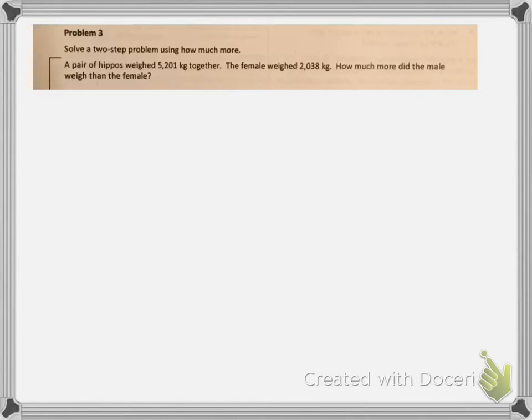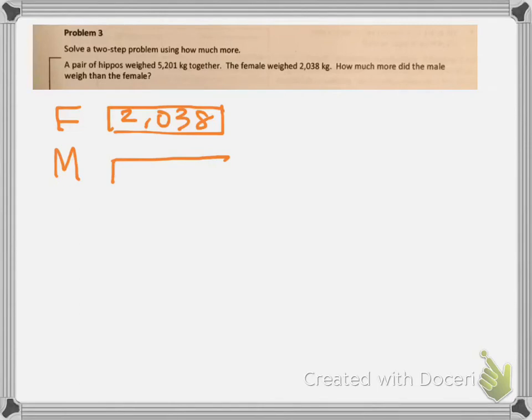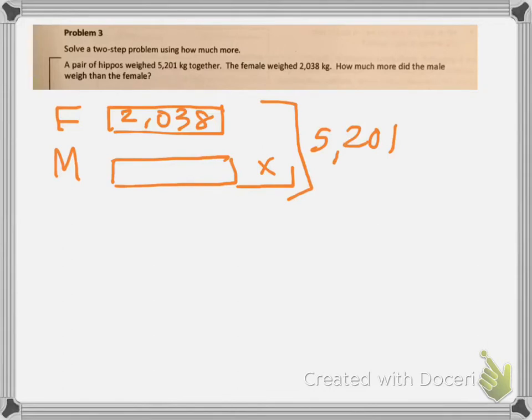All right, we're going to start. We have two hippos here. We have the female, F for female, M for male. Okay, this is how much the female weighed, 2,038 kilograms. All right, we know how much they weighed together. So we know that this is how much the female weighed, and we know that the male has to weigh a little bit more because together they weigh 5,201. Okay, so we need to solve for this. How much more did the male weigh?